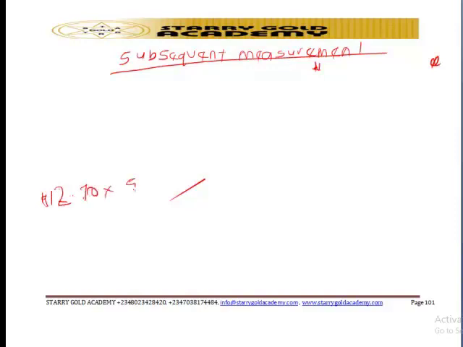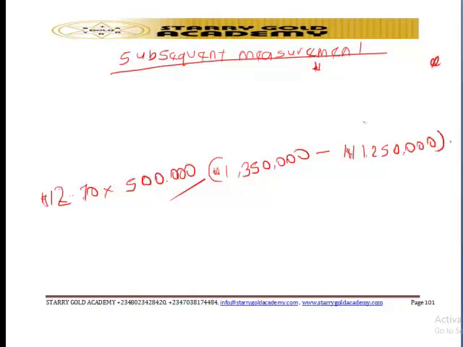2.70 times 500,000 shares will give us 1,350,000. So now minus 1,250,000. So there's a gain, and we are going to recognize that gain in the profit or loss.